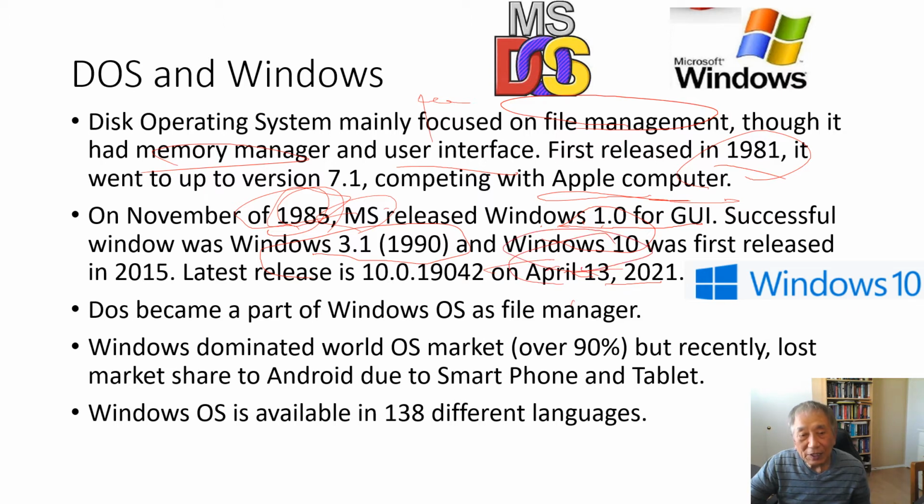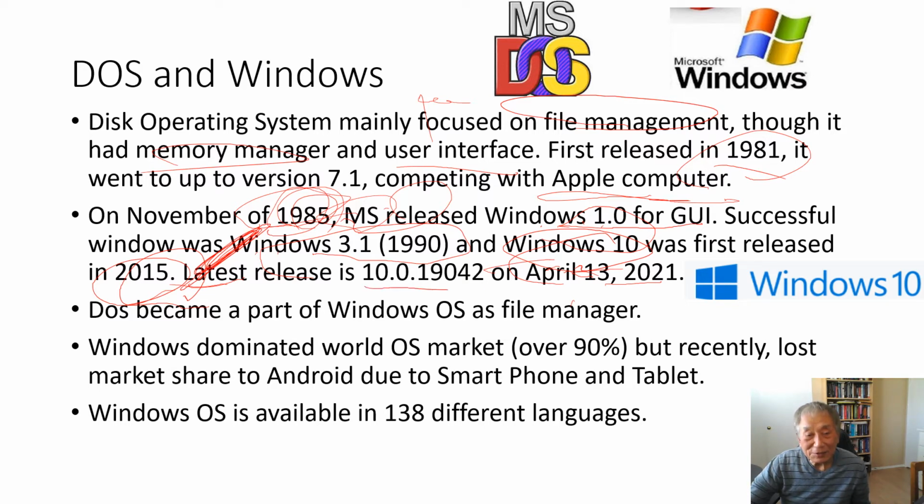So Windows 10 was first released in 2015. So starting from 85 to 2015, we are talking about almost 30 years. That's a long time between version 1 and 10.